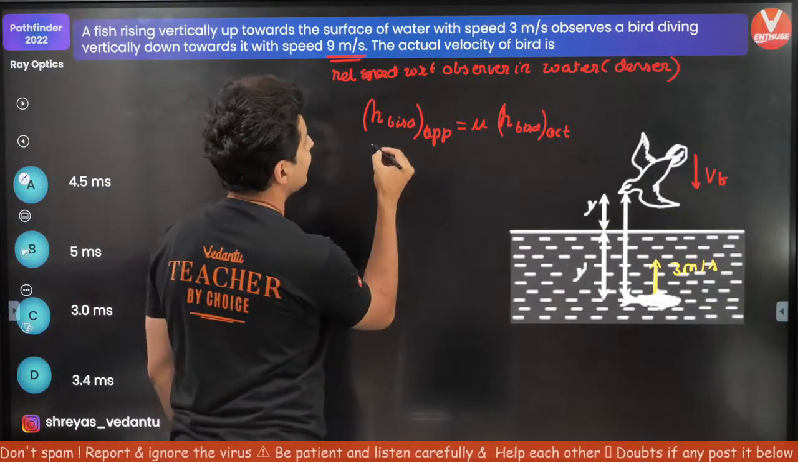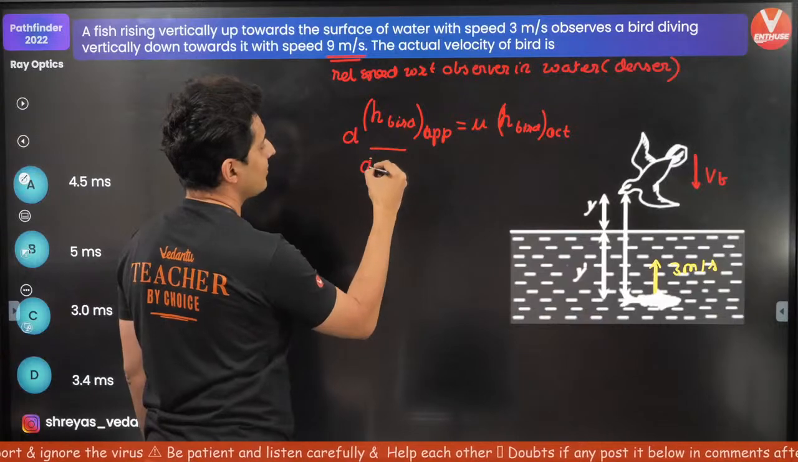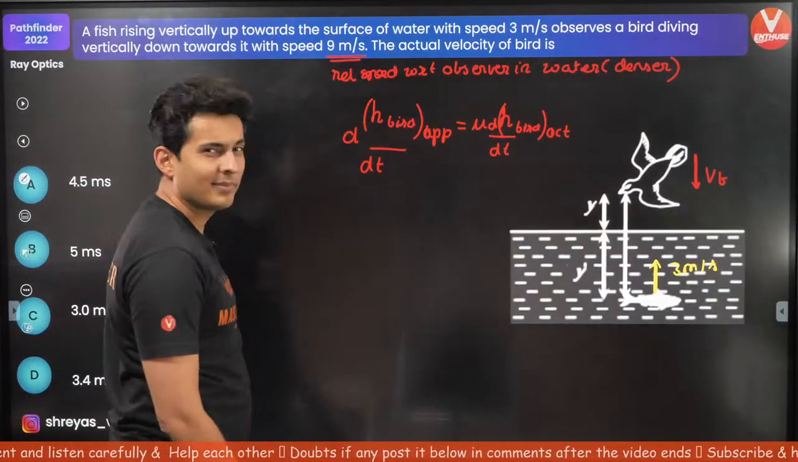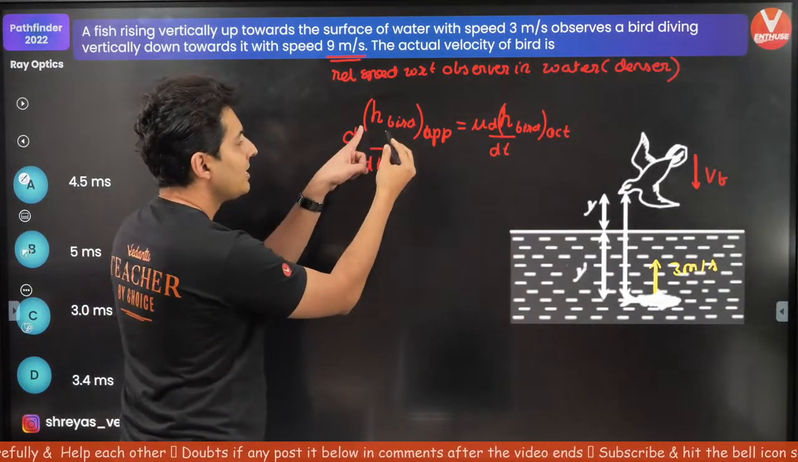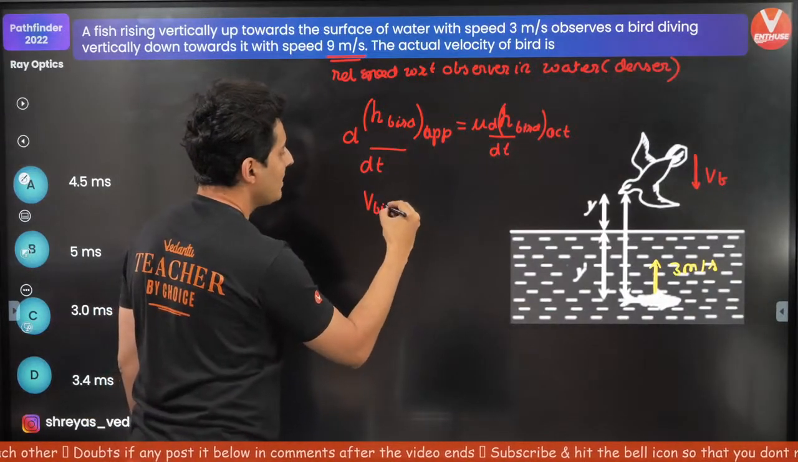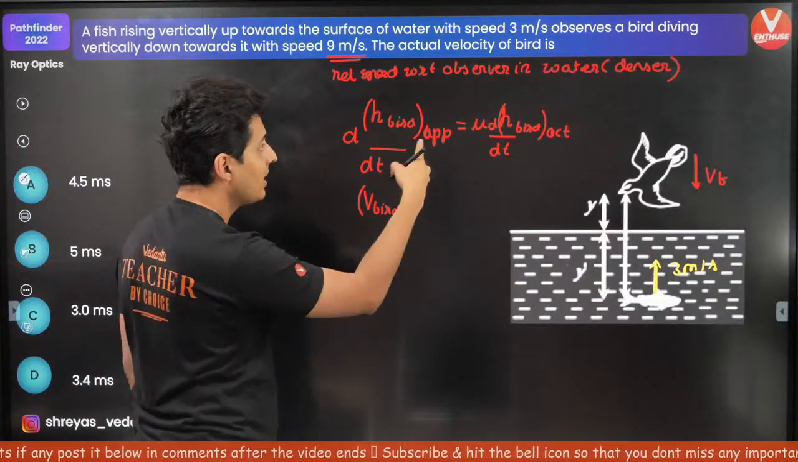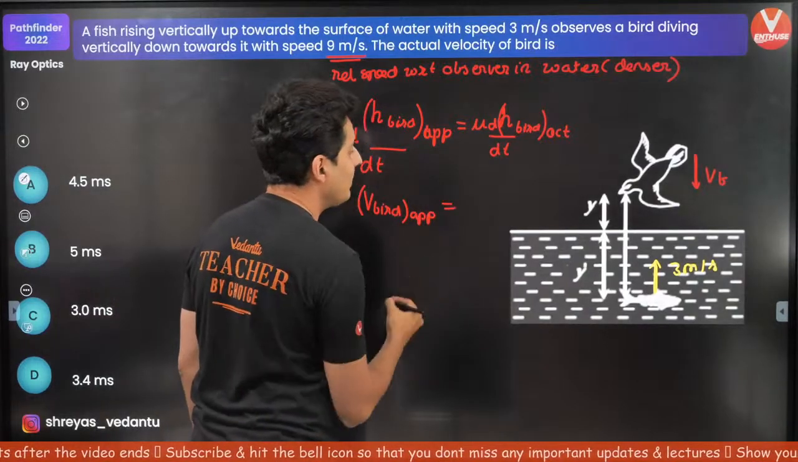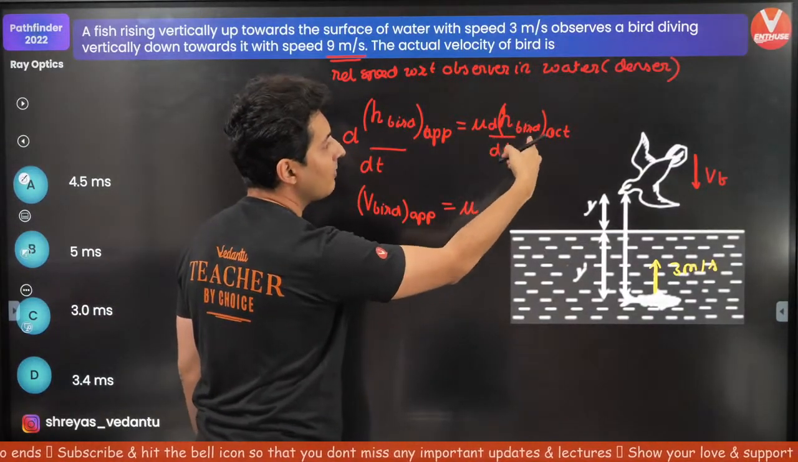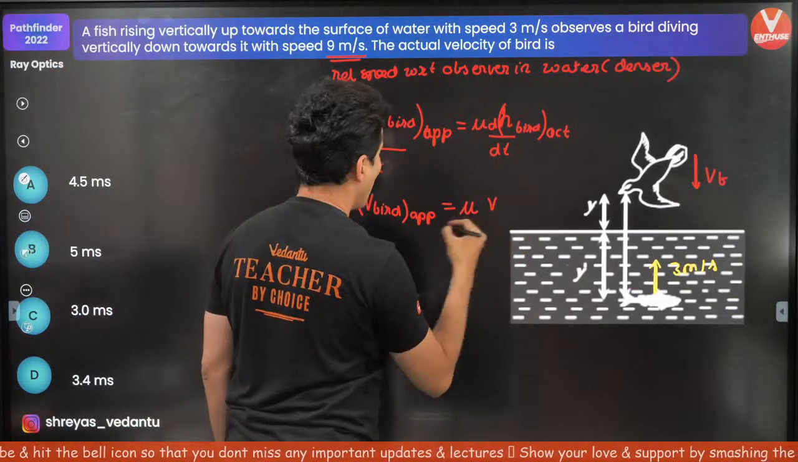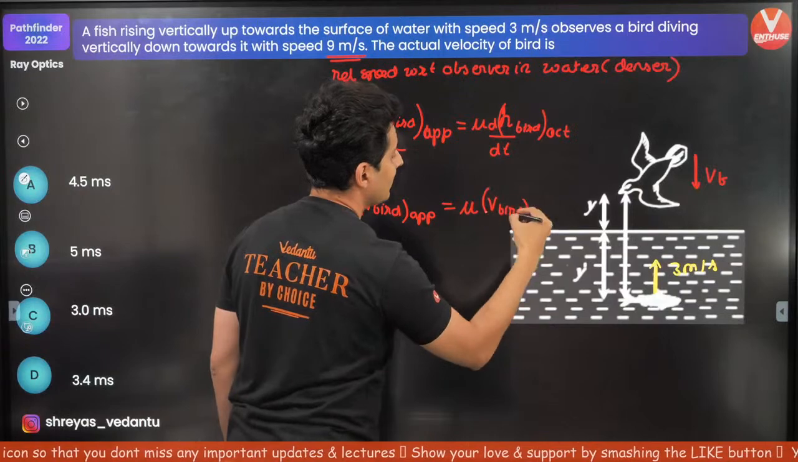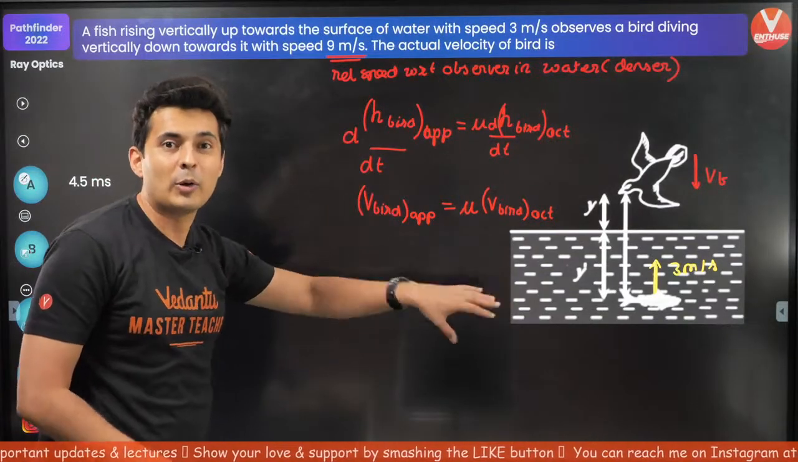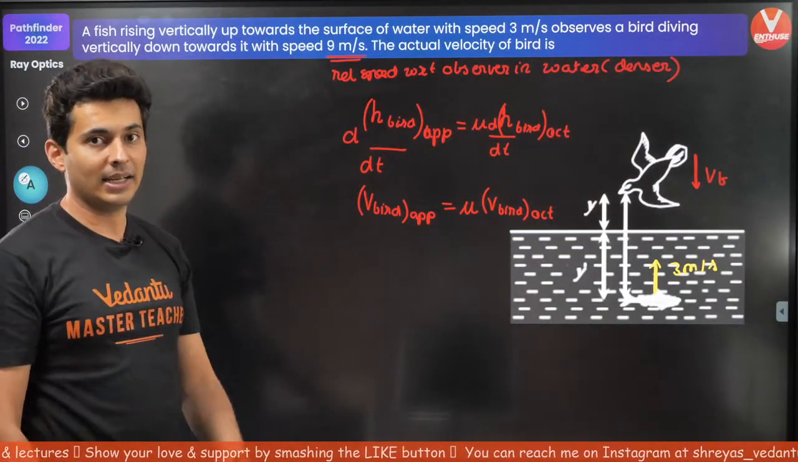Now, if I just differentiate this with respect to time, just think about it. What do I get? I will get the velocity of the bird, rate of change of distance is velocity, which is apparent. This is what is perceived. And this will be equal to mu times the derivative of the height of the bird, the velocity of that particular bird, but this is actual. Now, this entire problem is all about perception. What is it being felt like?